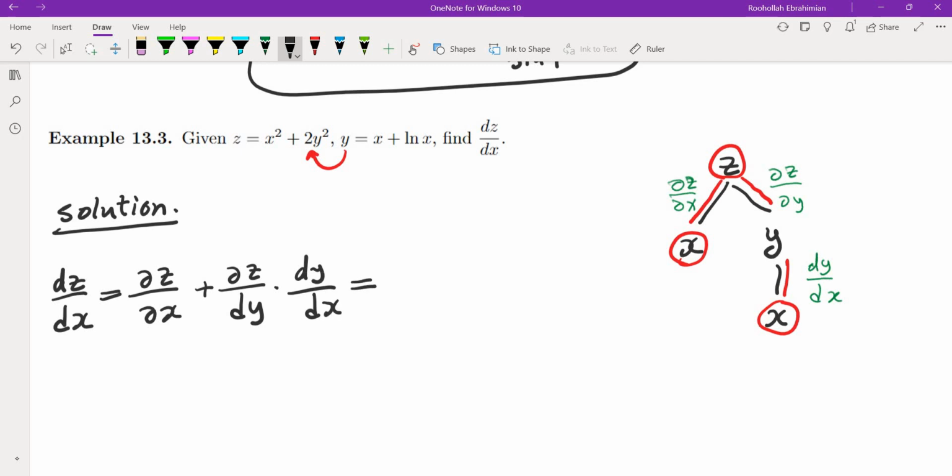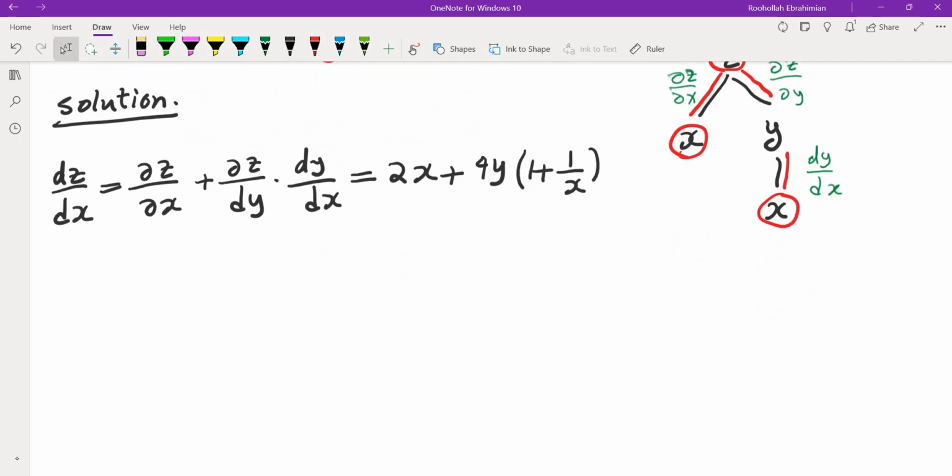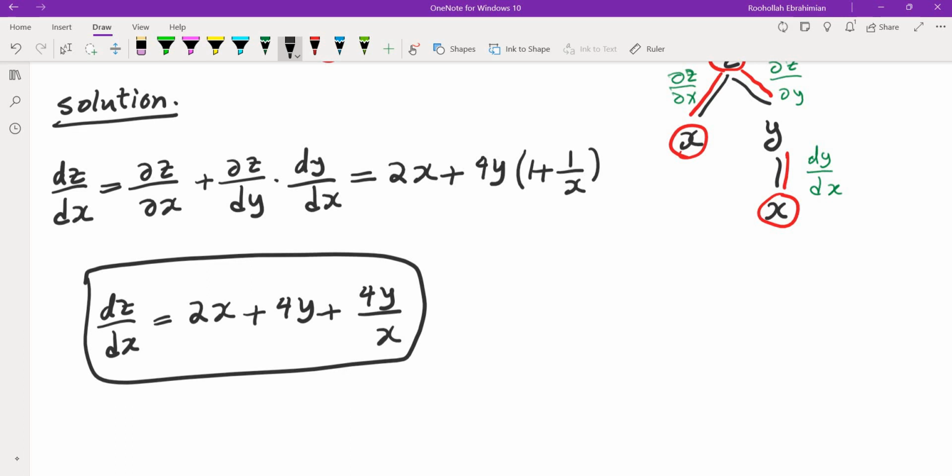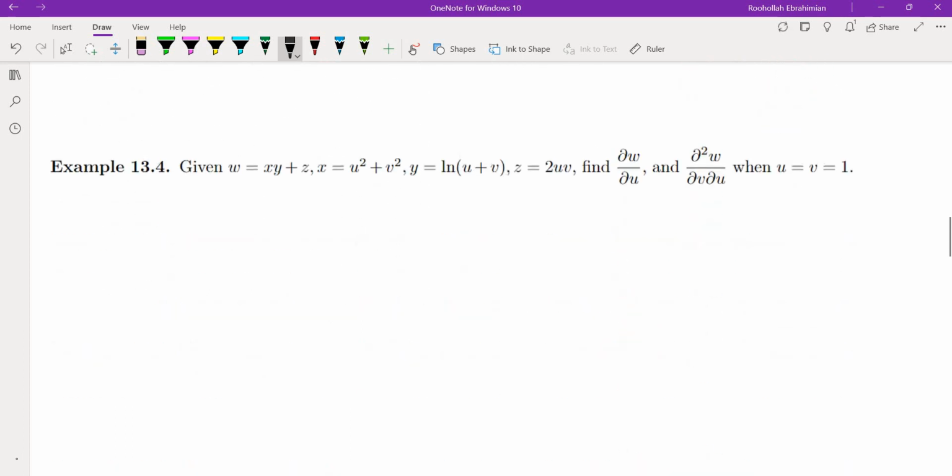Partial of z with respect to x, we have to take the derivative of x squared plus 2y squared with respect to x. That would be 2x plus partial of z with respect to y, that would be 4y times derivative of y with respect to x, which is 1 plus 1 over x. So dz dx is going to be 2x plus 4y plus 4y over x. So this would be the answer to this problem.